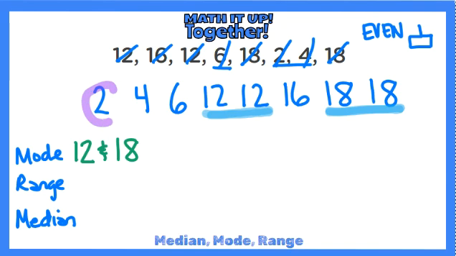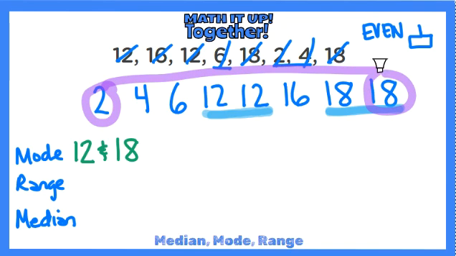And we're going to look at our lowest number to our highest number. And again, that was like our last one. We have an 18. We're going to subtract that 2. And our range remains 16 for this set of data.